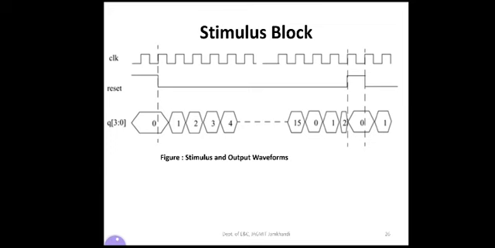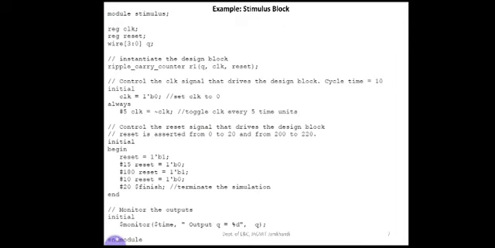To get this output, we must write the stimulus block. In the stimulus block, we are going to apply the values of the inputs, set the timing, and we can monitor the output. So this is the sample program of the stimulus block. As of now you may not be understanding this.